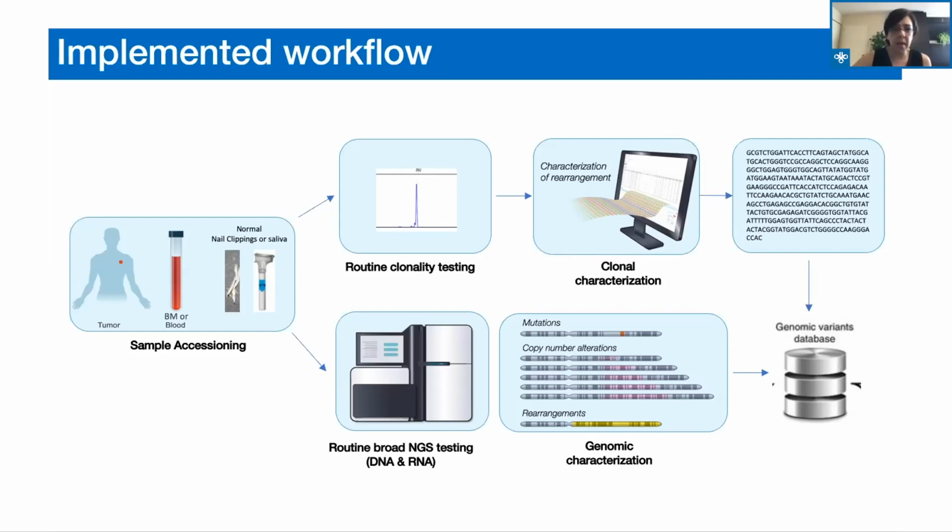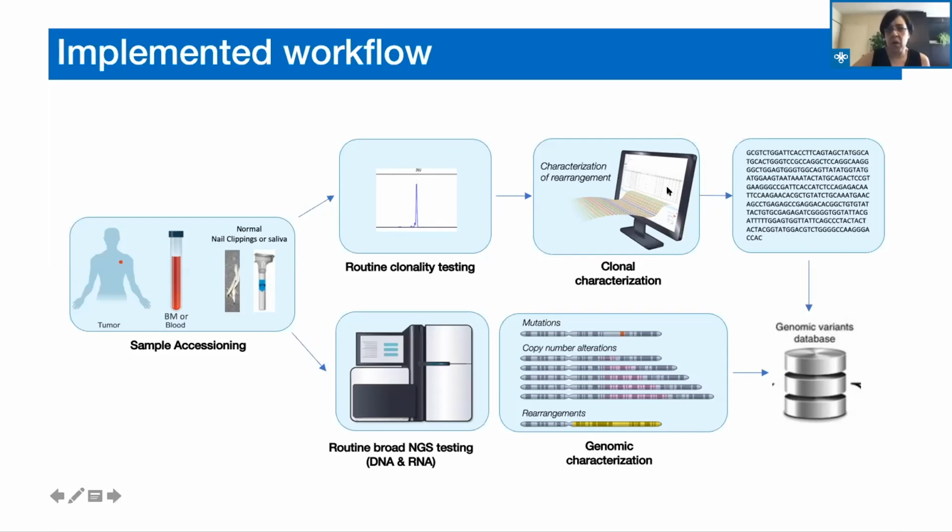But then at the same time, every single lymphoid malignancy also gets clonality testing. And we usually look for clonality assessment. Our clinicians are hoping for a diagnosis within about 2 days. So we usually screen them by fragment analysis. And if the fragment analysis shows you a positive result, then we go ahead and characterize the clone.